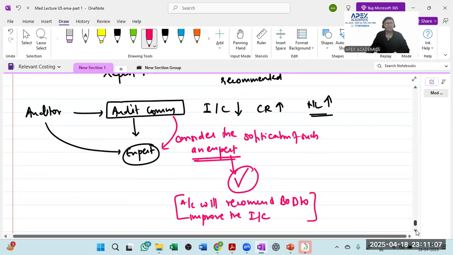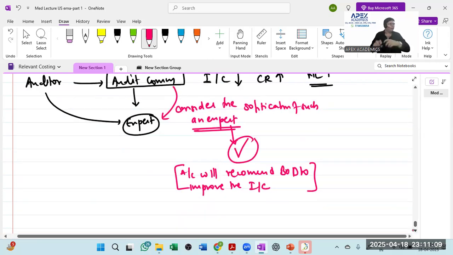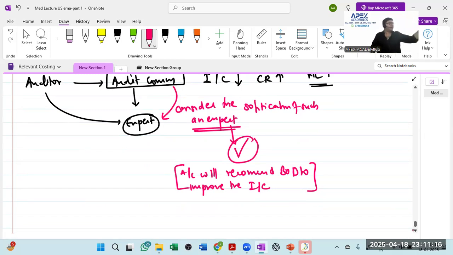Agreed or disagreed? Please tell me that. I hope you are all with me on this particular aspect. Yes or no, my dear students? 100%? Agreed? Are you sure?